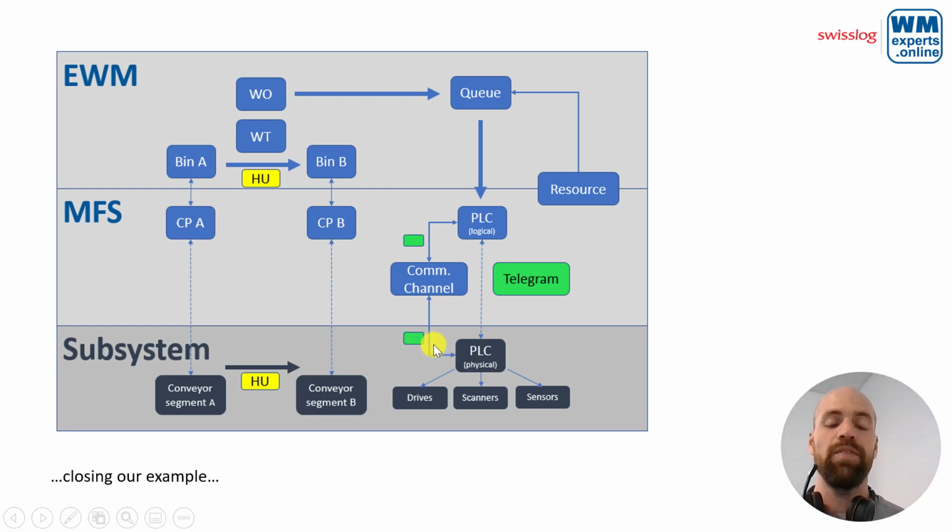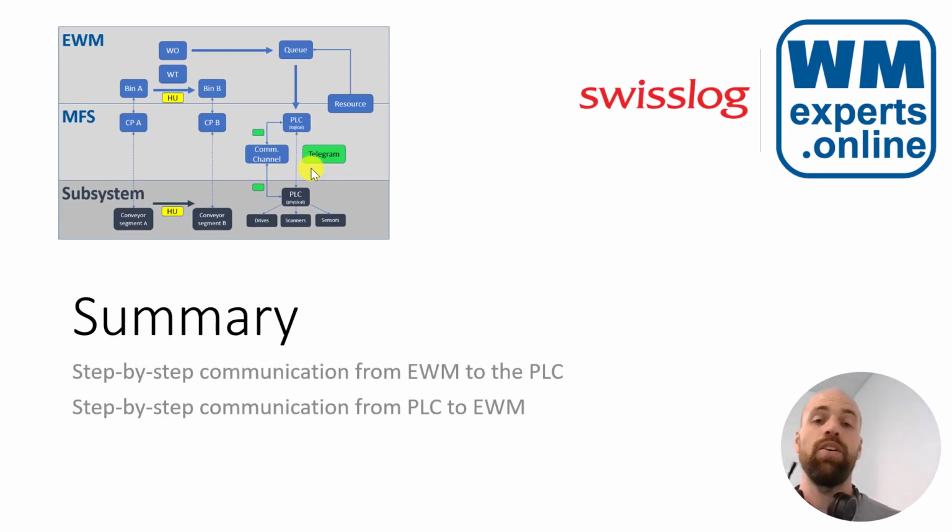And when the HU arrives at segment B, then the PLC again sends such a telegram via the communication channel data to the logical side, to EWM, and then EWM grabs the string, processes the information, and understands, okay, that was the HU that I wanted to send from A to B. It arrived now at B, and I can confirm the warehouse task, confirm the HU on bin B, and might then create a follow-up warehouse task and send the next telegram to the PLC to move the pallet from, let's say, bin B to bin C. Yeah, that is actually closing our example, and that is also closing this video.